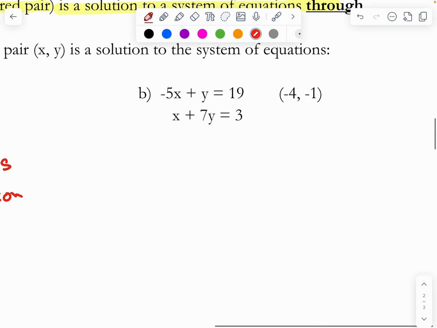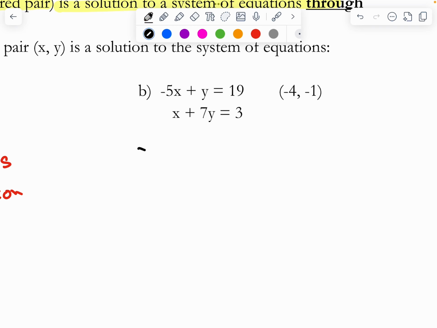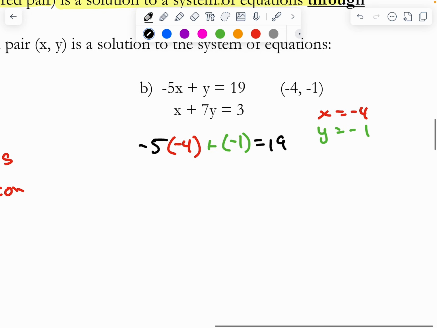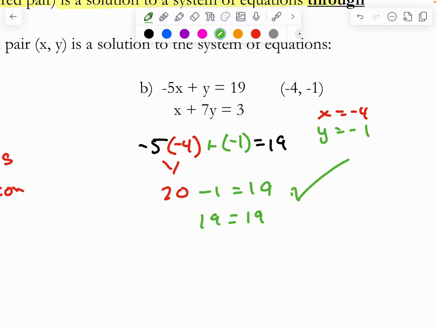Now let's do that again here. Right? Instead of writing the x, we're going to go ahead and say we've got x is -4. We know that y is -1. So let's go ahead and plug those in. So -5 times -4 plus y, which is -1, equals 19. Let's check if that's true. -5 times -4 becomes +20. Plus -1, remember that just means that it's -1. Does that equal 19? Yes, it does. I know that when I finish this up, this is true. So we've got our first one checked.